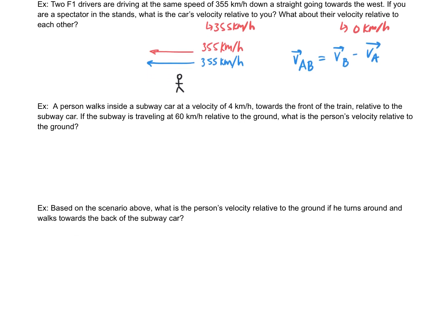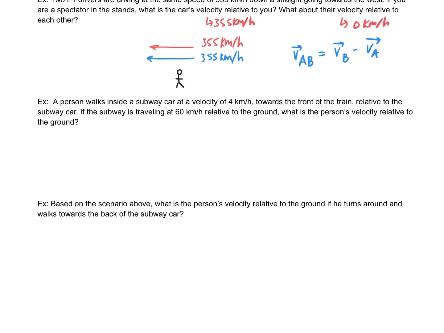Let's try another one. A person walks inside a subway car at a velocity of 4 kilometers per hour towards the front of the train, relative to the subway car. If the subway is traveling at 60 kilometers per hour relative to the ground, what is the person's velocity relative to the ground? So here are the two speeds that are given to us. They're not relative to the same thing. One is relative to the subway car, the other is relative to the ground.